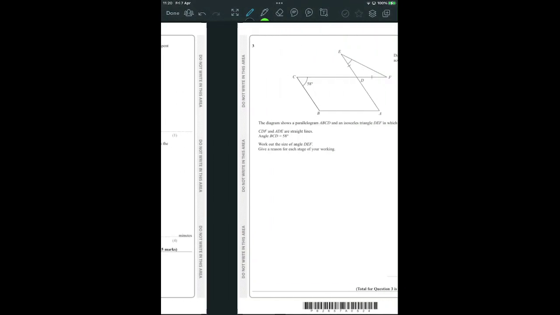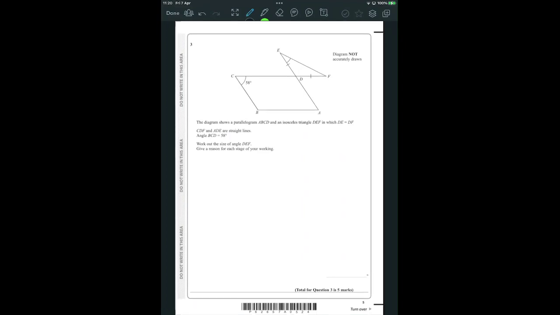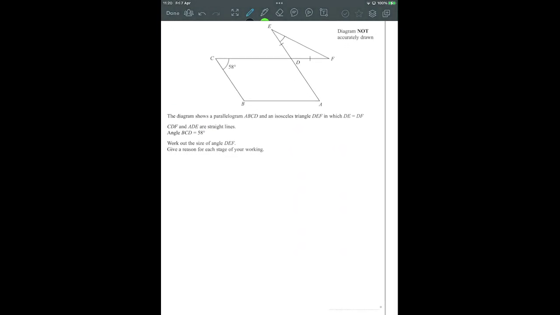Sorted. Question 3. An angles question. We have a parallelogram ABCD, an isosceles triangle DEF, where we've got our two base angles are equal. We have a couple of straight lines. An angle BCD is 58. We want to find an angle DEF. So there's a lot of things to think about here.